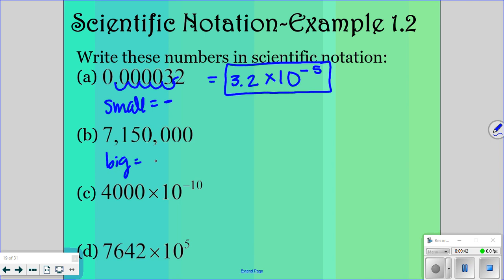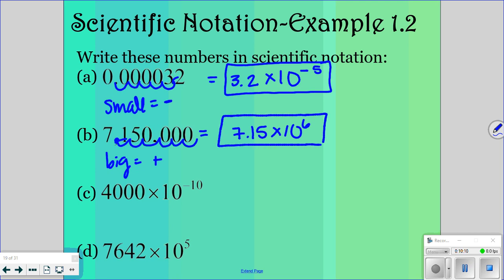Okay? So for this next one, it's a big number. So that means that our exponent is going to be positive. So we need to move it 1, 2, 3, 4, 5, and we've got to move it one more time so that we only have one number to the left of it. So that's a total of 6. So 7.15, and you don't have to write all your zeros, times 10 to the positive 6. You only need to write your digits 1 through 9 when you put it in scientific notation. However, if there had been a 1 here, we would have to write those 3 digits.